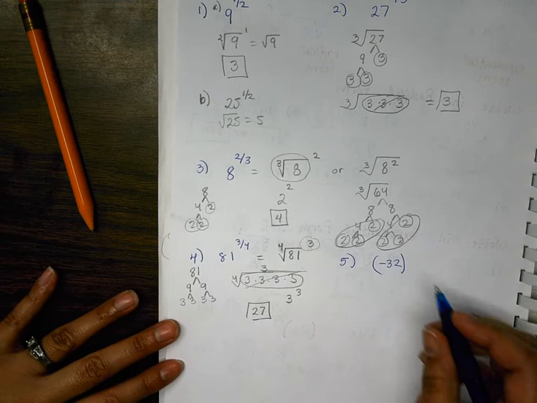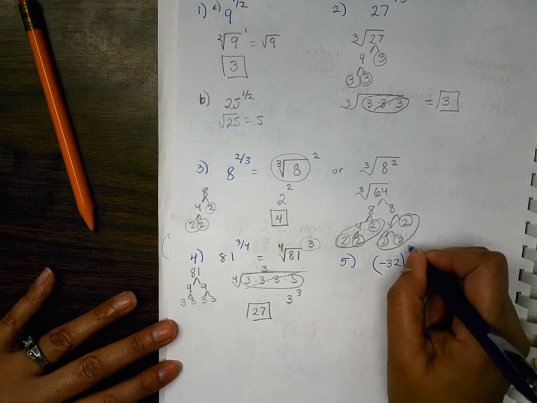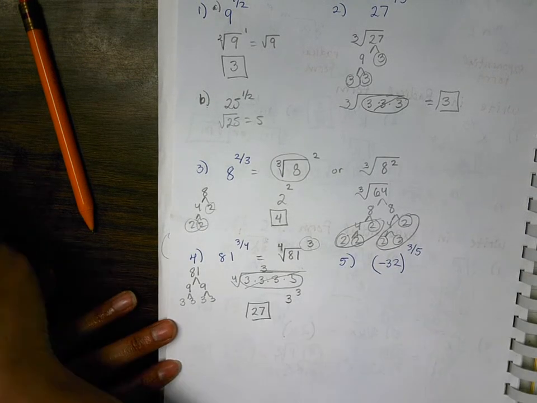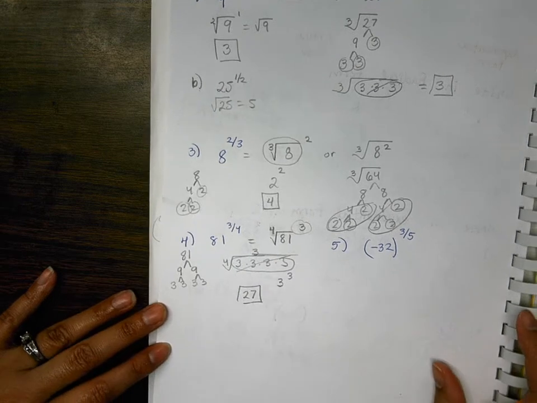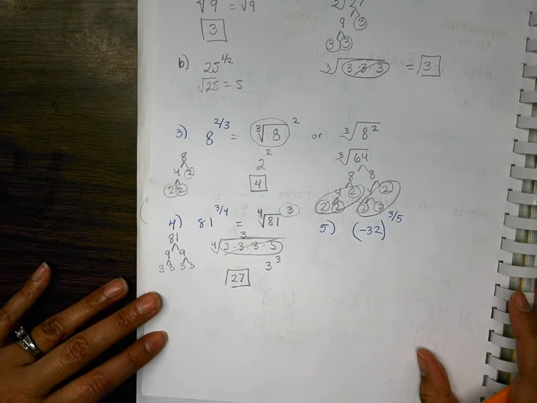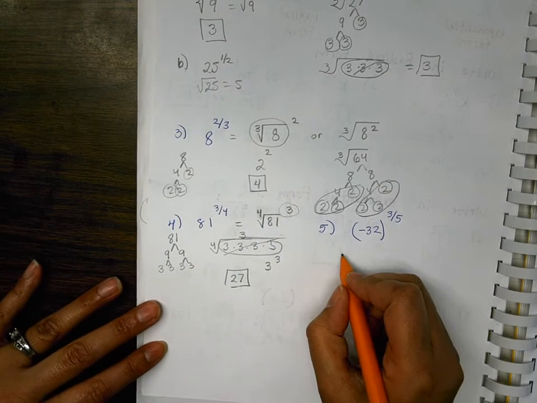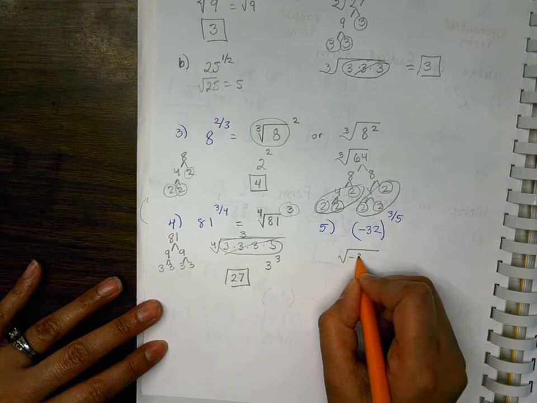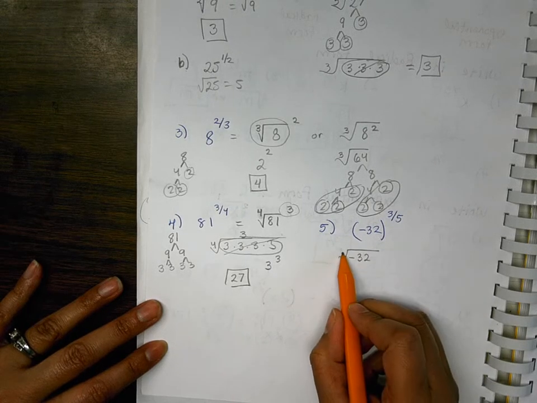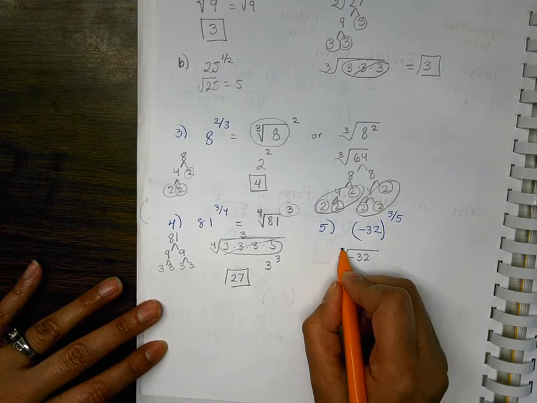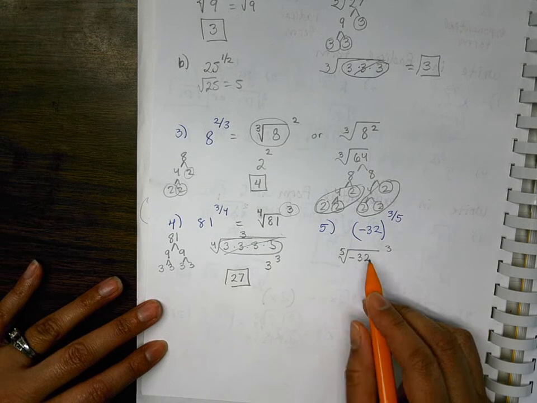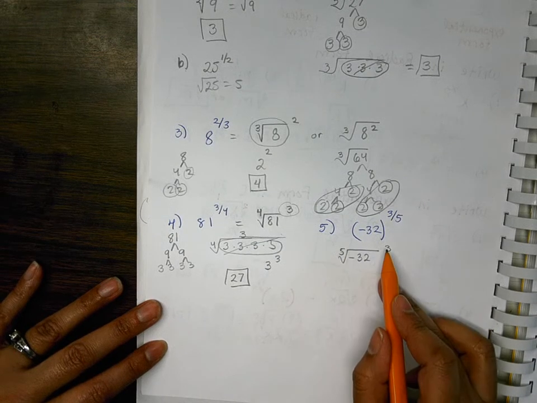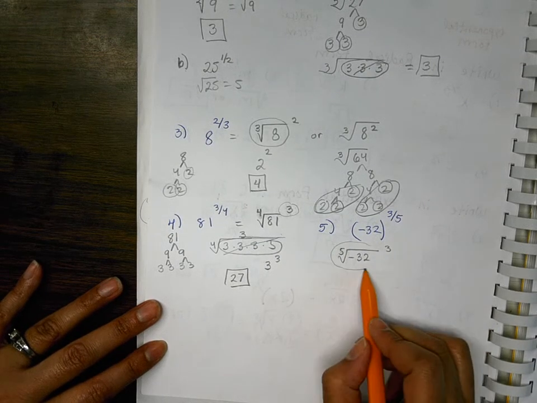Negative 32 raised to the 3/5. Now, we're going to be breaking these up, but eventually you'll hopefully have a lot of these memorized. Radical, negative 32, what goes here? 5. And the power? What should I do first, the radical or the power? Okay, 5th root of negative 32.